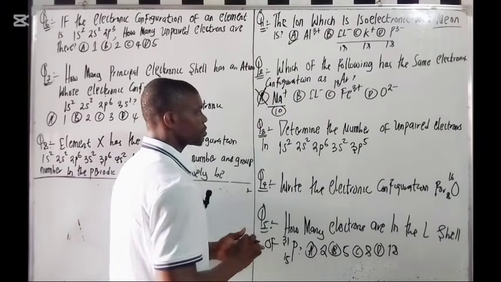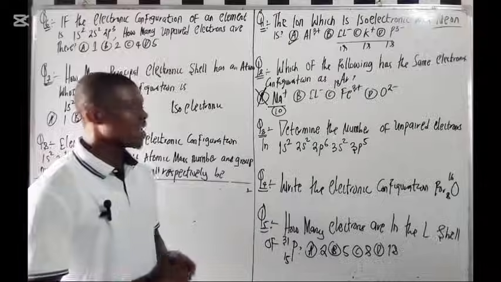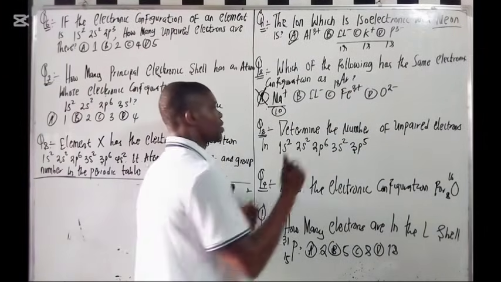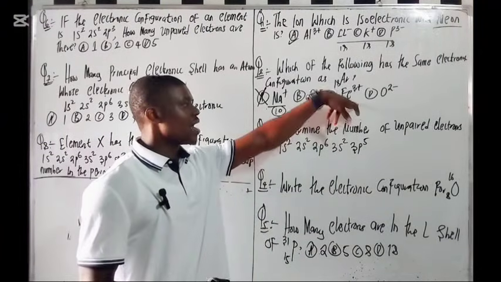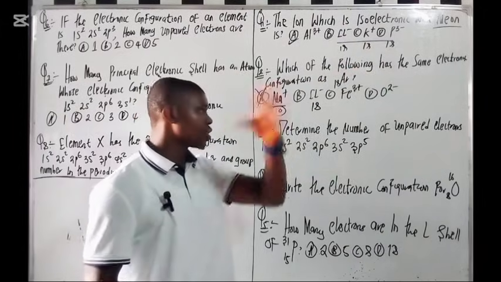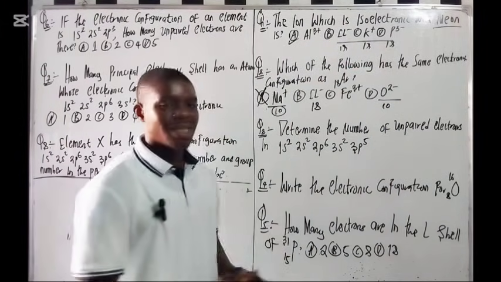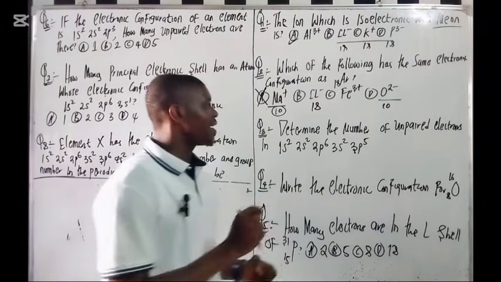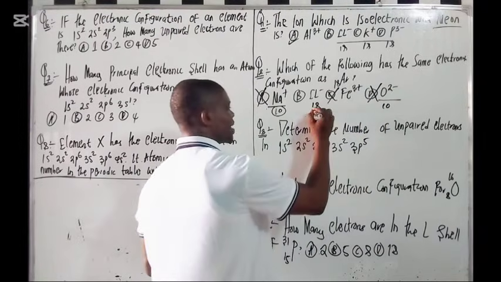It's okay. Now look at B. Chlorine. Chlorine is 17, right? Now when it gains one electron, it becomes 18. So here it is 18. Now Fe3+ is a transition metal, so we ignore it. This one here is going to be 10 because oxygen is 8, and when it gains 2 electrons, it becomes 10. So this one is not the answer. This is not the answer. This is not the answer. The only answer is this one here.